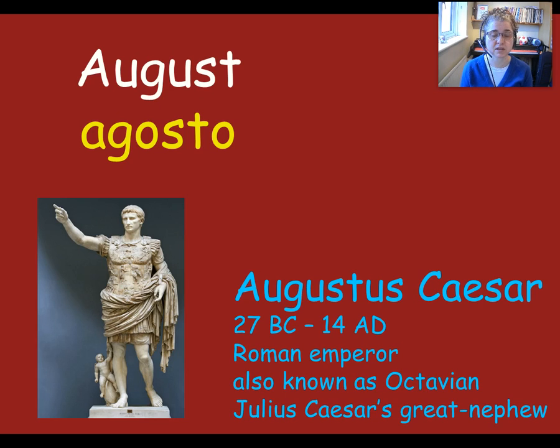Similarly, August, agosto, is named after another emperor, Augustus Caesar. And he was also known as Octavian. And if you think about it, Octavian has a link with the number ocho, with words that have octo in, like octopus, which means eight, which is quite appropriate for August, which is the eighth month. So Augustus Caesar gave his name to August.